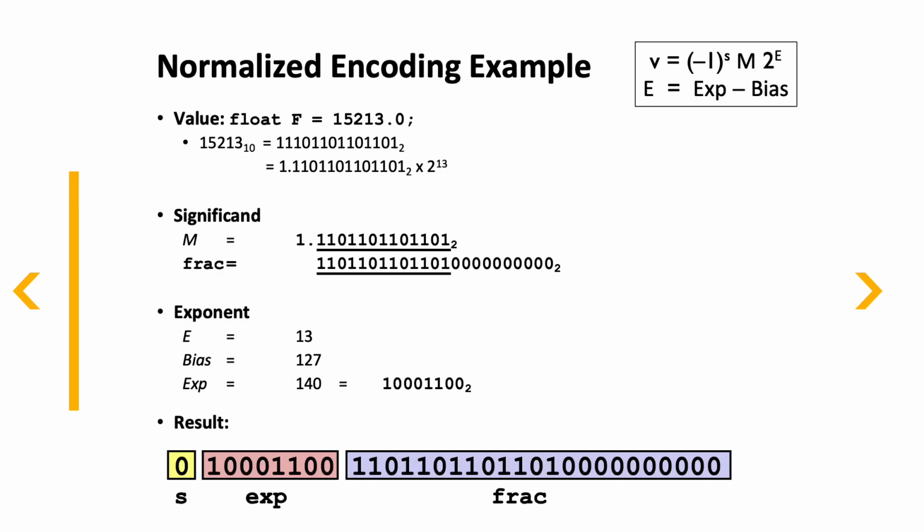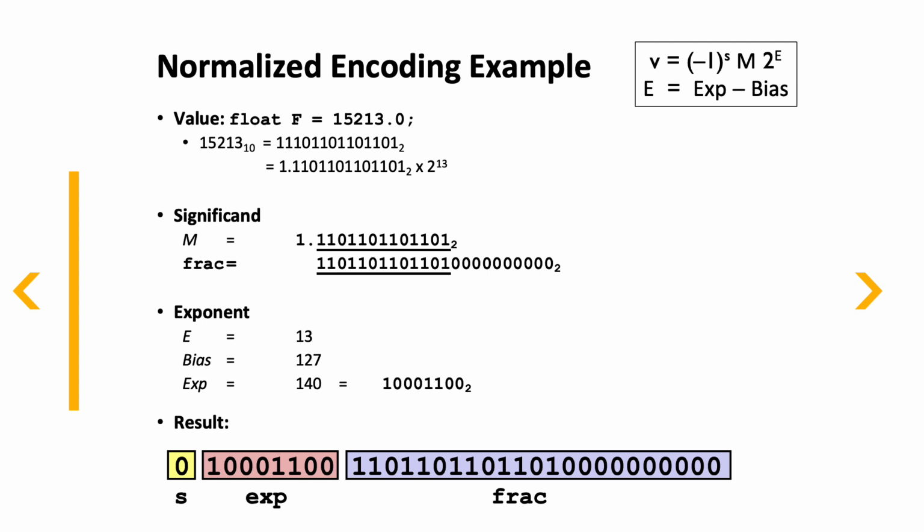So let's take a look at an example of how to encode a normalized number. Let's say the value of a float is going to be 15,213.0. We should recognize this from back in the videos when we were going over integer encodings, right? We've used this example before. If we take 15,213 decimal and just turn it into an unsigned integer, we get this bit pattern here. Now, we want to turn this into something of the form 1 point something, because we're looking at a normalized value.